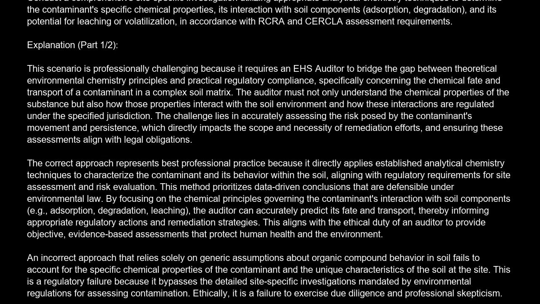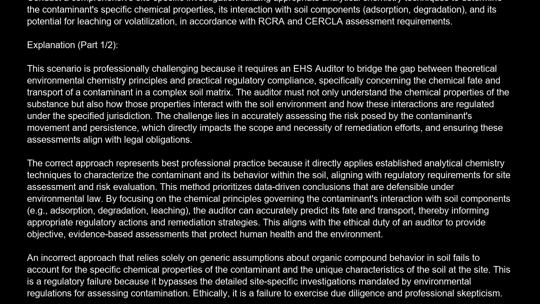The correct answer is D. Conduct a comprehensive site-specific investigation utilizing appropriate analytical chemistry techniques to determine the contaminant's specific chemical properties, its interaction with soil components, adsorption, degradation, and its potential for leaching or volatilization, in accordance with RCRA and CERCLA assessment requirements.